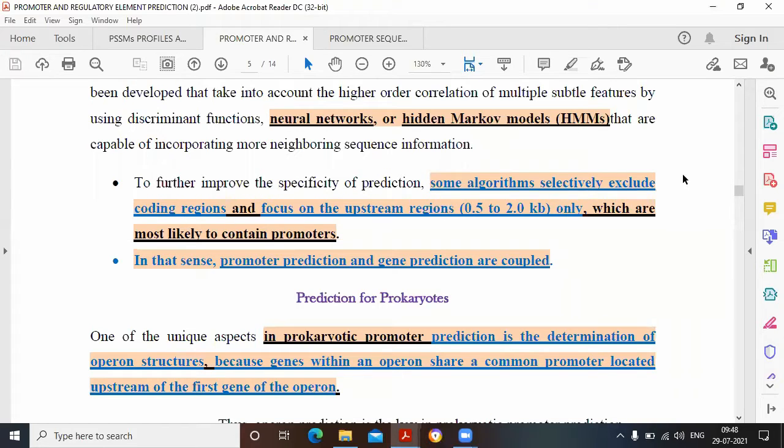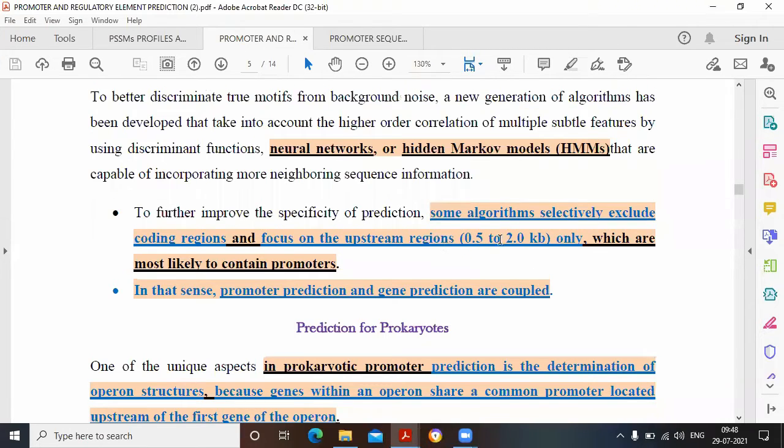So these are some of the algorithms here, whether the neural network or hidden Markov model we are using, that's the concept we are keeping in mind and continuing this process. And the second approach is also there: in some cases we focus on the upstream region. As I mentioned before, within 500 kb maximum we can find this upstream regulatory sequence. So that particular region only we have taken into consideration.